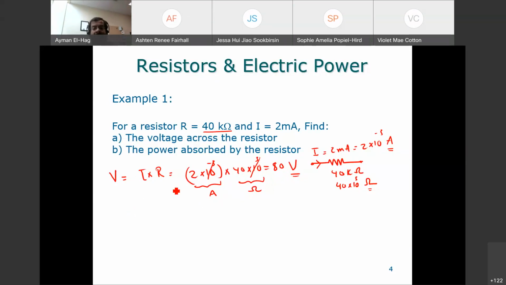Okay, the power absorbed by the resistance. We said that the resistor only absorbs power. They cannot produce power, they can only absorb power. And this power, this electrical energy, is converted into heat.